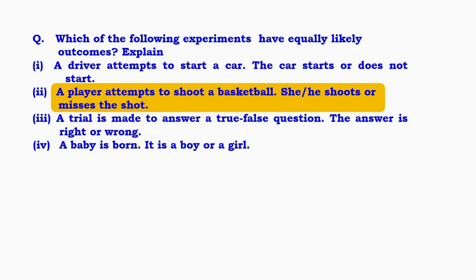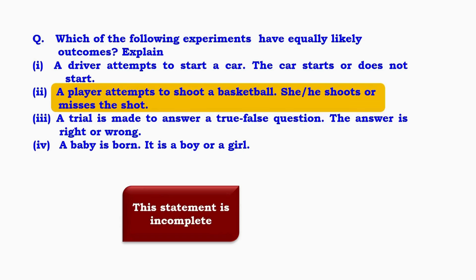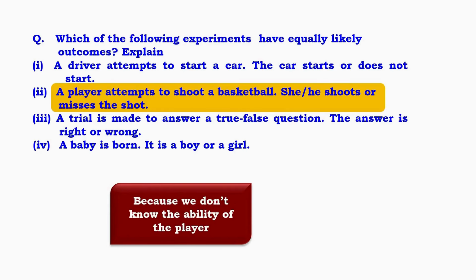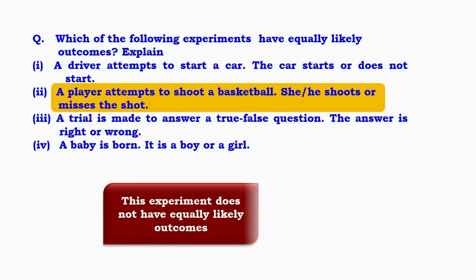Now let us take a look at the second problem. A player attempts to shoot a basketball. She or he shoots or misses the shot. This statement is also incomplete because we don't know the ability of the player, like whether the player is a new learner or an expert. So we don't know the ability of the player, right?